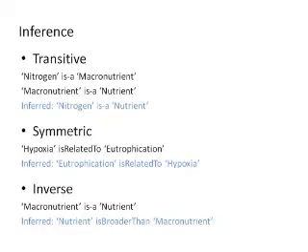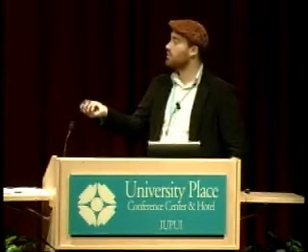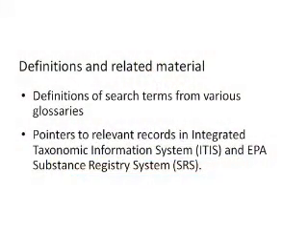And here is what those terms mean. So if I say nitrogen is a macronutrient, macronutrient is a nutrient, it will infer that nitrogen is a nutrient. Symmetric property, if A is related to B, B is related to A. And inverse is if macronutrient is a nutrient, nutrient is a broader term than macronutrient. And we have related materials, as I mentioned, from definitions from many different sources, but the links to ITIS, this is Integrated Taxonomic Information System for organisms, and for chemicals, we have links to the EPA Substance Registry System.